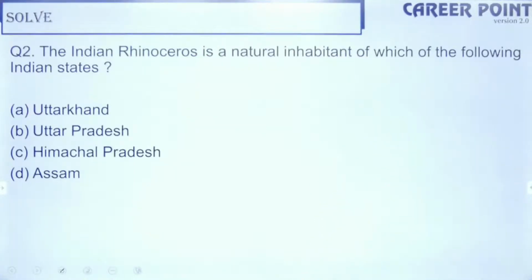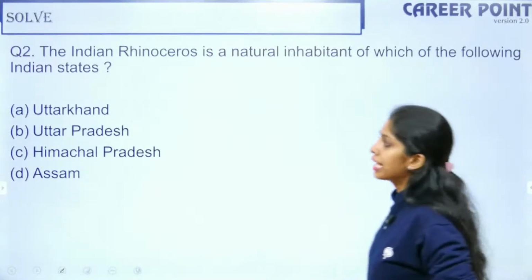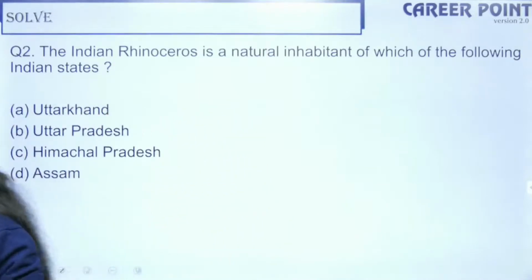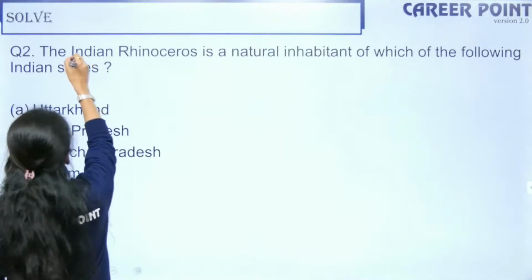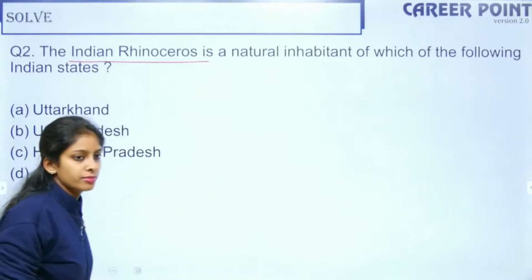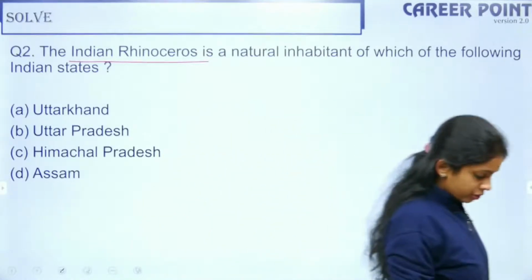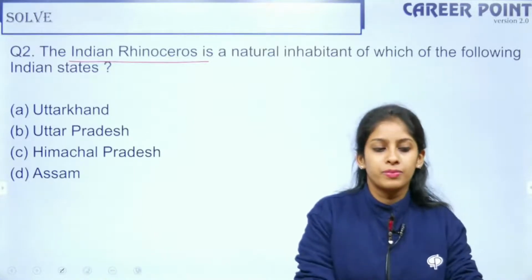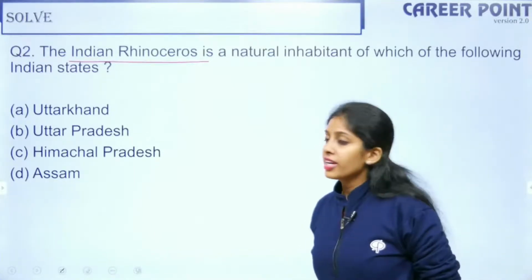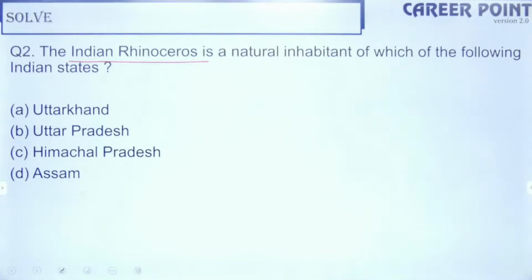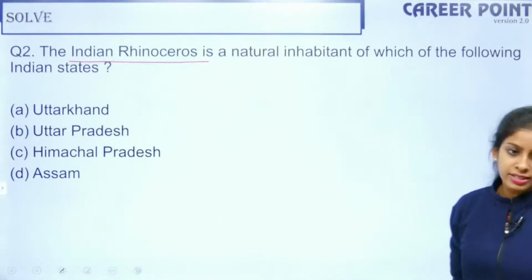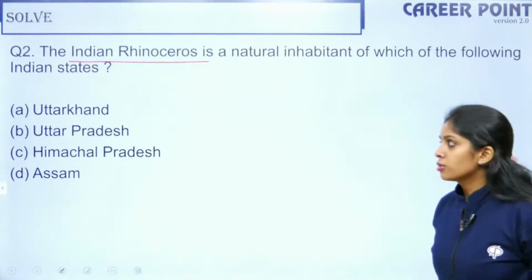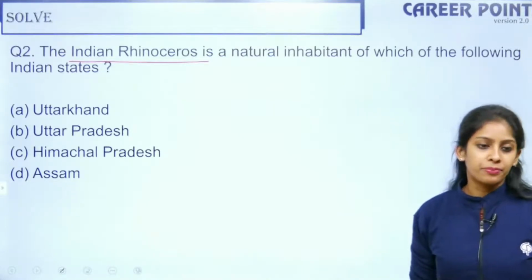Yes. So question 2. So Indian rhinoceros is a natural inhabitant of which of the following Indian states? Uttarakhand, Uttar Pradesh, Himachal Pradesh, Assam. So Indian rhinos are seen in which one? So questions of these kind also can come. So the Indian rhinos is a natural inhabitant of which of the following Indian state? So Uttarakhand, Uttar Pradesh, Himachal Pradesh, Assam.